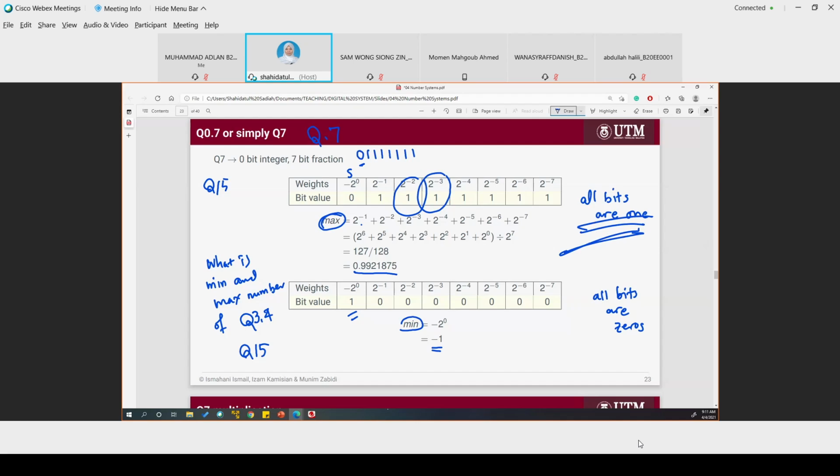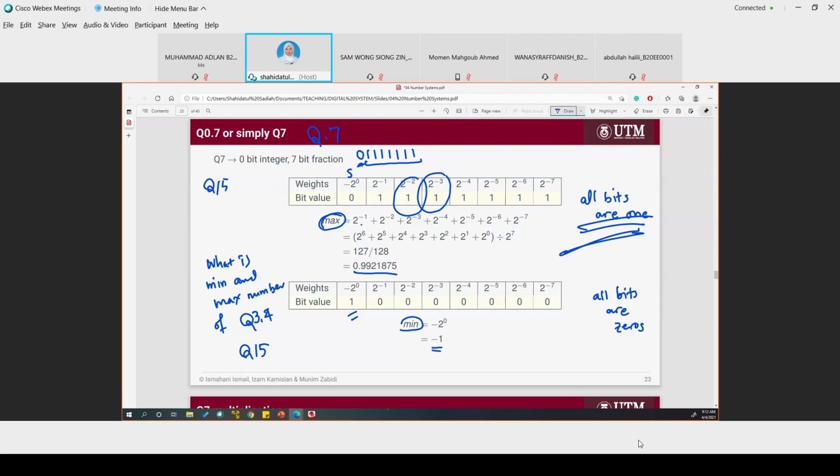0 is the sign for positive. A positive number is bigger than negative numbers, so the maximum value must be a positive number. We have the positive sign here, and if we have bit 1, we will count the value. If we have bit 0, we will not count the value. So to get the maximum number, all bits must be 1. We have 7 bits of 1 here for Q7.